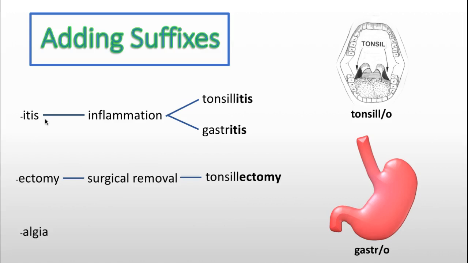Another suffix is algia, and we can add this suffix to the root gaster. This suffix means pain, and if we add it to gaster, we get gastralgia, and this means stomach pain. Another common term for this is stomach ache, but the medical term is gastralgia.